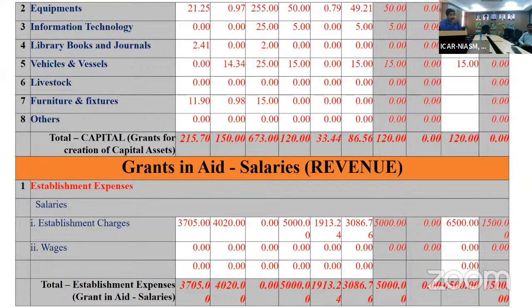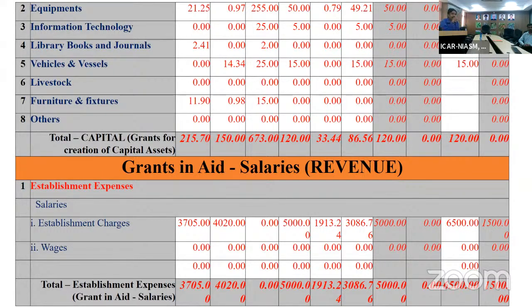In between the capital head, so many heads are there, 8-9 item heads are there. There also again budget provision will be there. Your income may be, your expenditure may be more than the budget, or somewhere may be less than the budget. But your overall expenditure under capital head should not be more than the budget allocation.